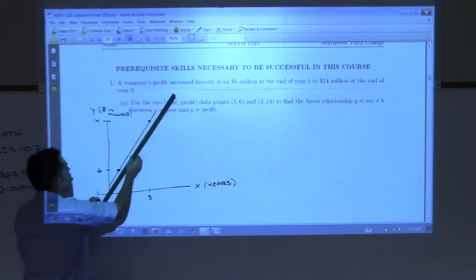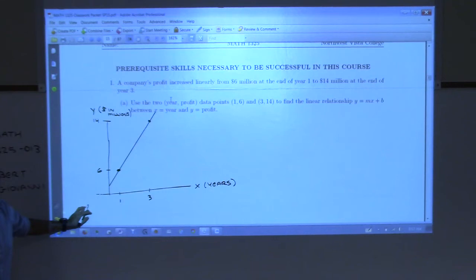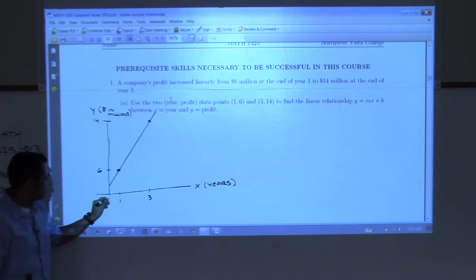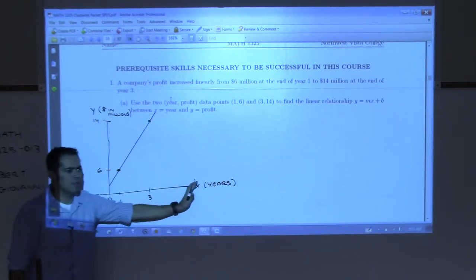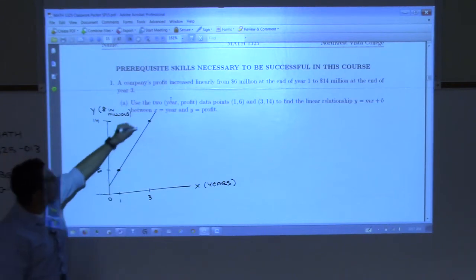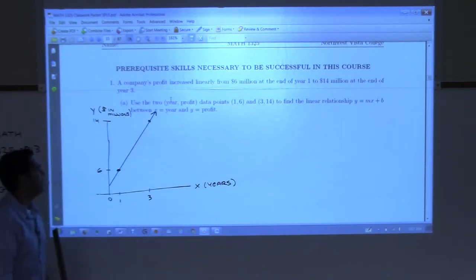And more specifically, they want the equation of that line, right? Now, I did not extend the line all the way down. Why didn't I bring the line backwards? Zero profit. We're looking, this is 0, right? That would be at 0 years. So then we'd be going to negative years, which may not make much sense within the word problem, right? So I'm just going to say this is my line, and it goes that way, all right?